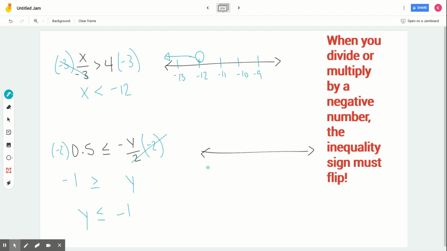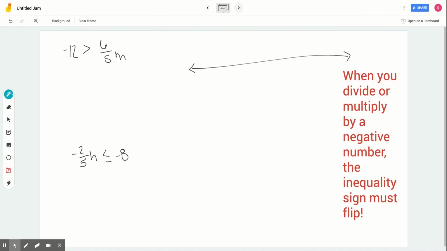Go ahead and graph this on your number line now. Your number line here should look like this. Closed circle since it could be equal to -1 and shading to the left for less than. Let's take a look at a few more.